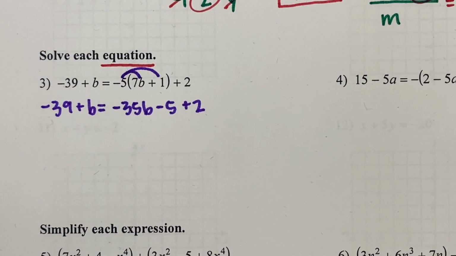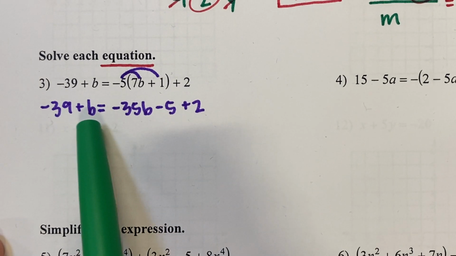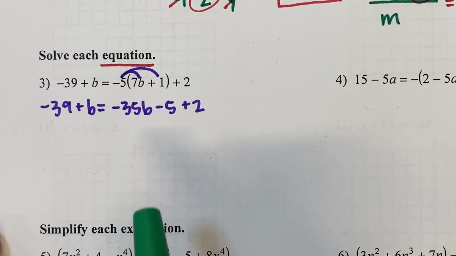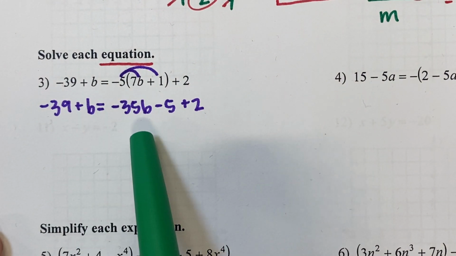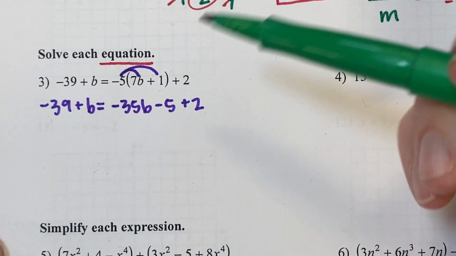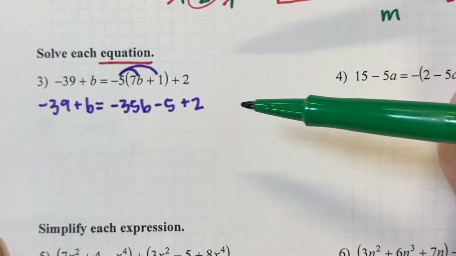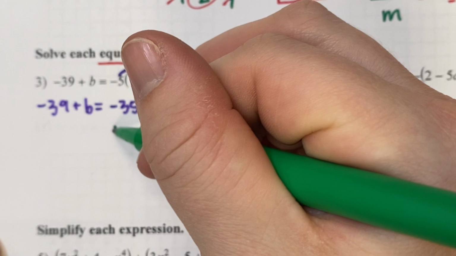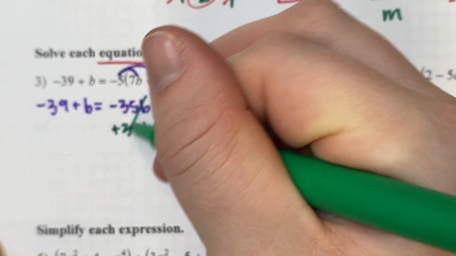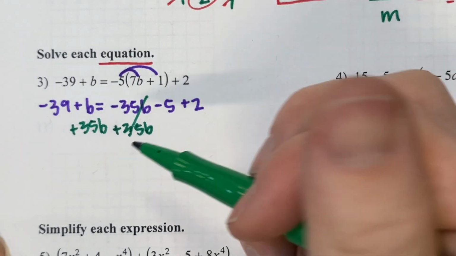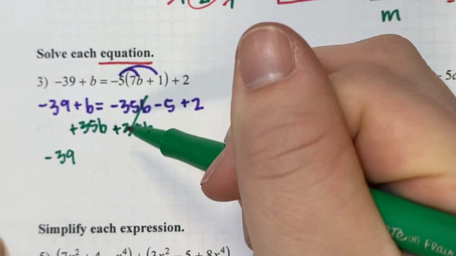Now we can either start moving things, combining things, but one thing I see is that I have b's on both sides of my equal sign. Okay, we cannot solve for b if they're on both sides. So we need to either move one of them to the other side. I like moving the smaller one. Okay, so remember the smaller one out of 1 and negative 35 is negative 35. So I'm going to do the opposite. Add 35b. Add 35b.